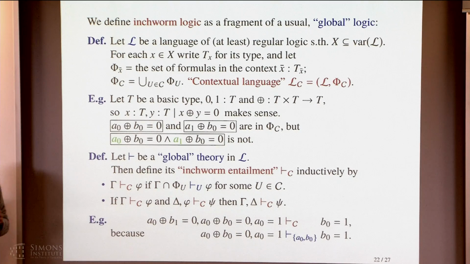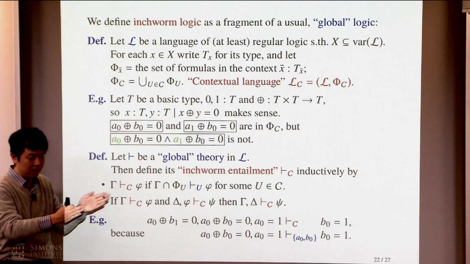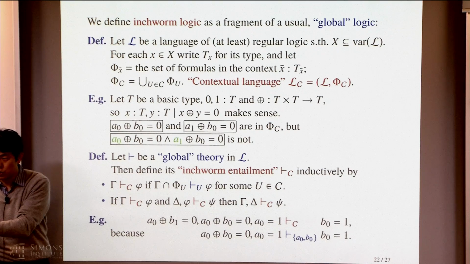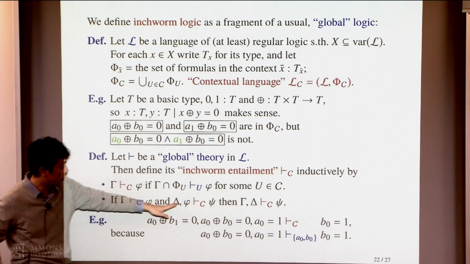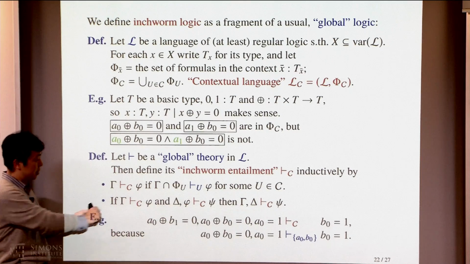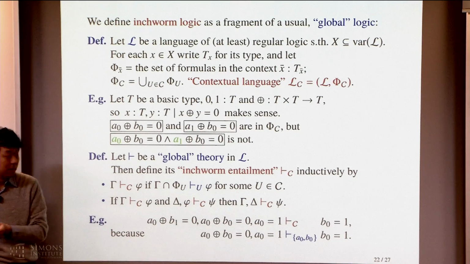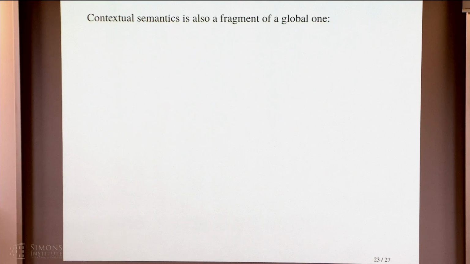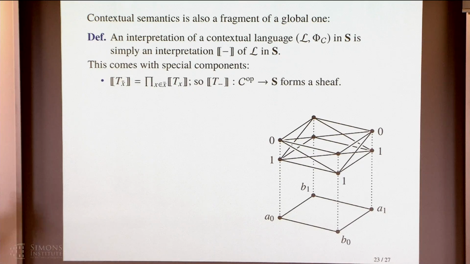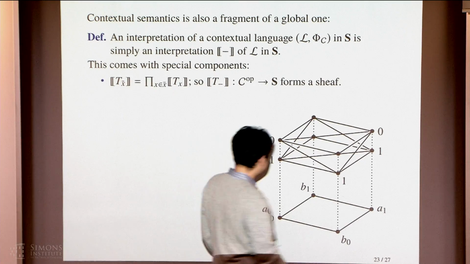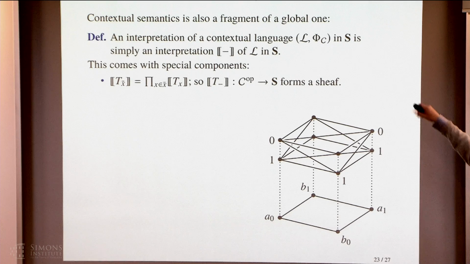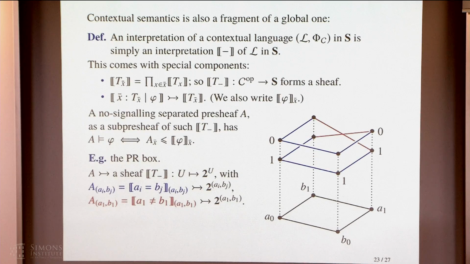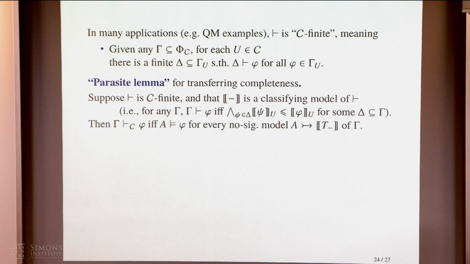So that's how you can start from one context and move in an inchworm-wise manner, and this is also moving. So this is a chain of this inchworm movement, and that gives you this inchworm logic. And then you can define semantics in the obvious way as a fragment, and then you get a completeness theorem in a really parasitic way.